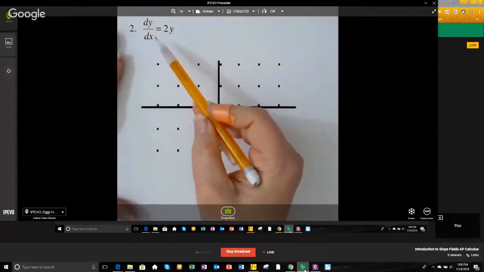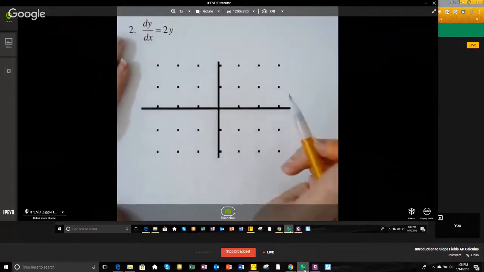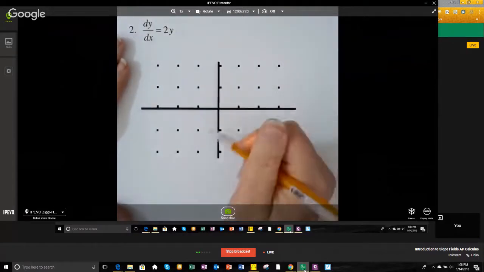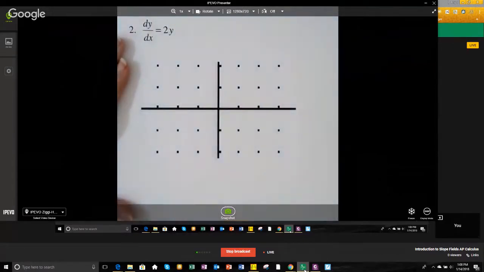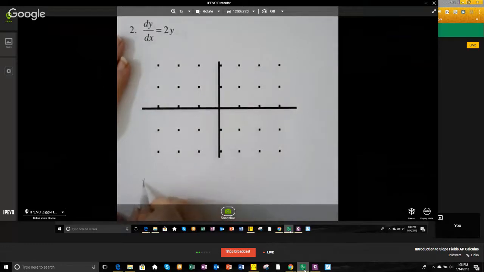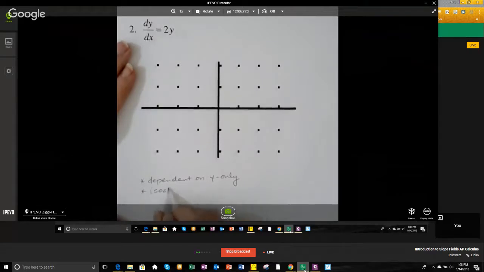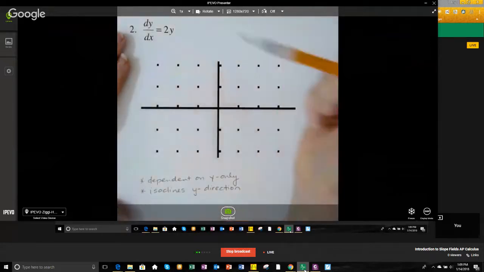All right, I'm going to let you, well, we'll do the first couple together. All right, so this is dy/dx equals 2y. So now we're going to find and create a slope field. And what I like to do is decide whether it is first dependent on x or dependent on y. And in this case, this one is dependent on y only. So this means the isoclines are going to be in the y direction. Because this derivative here doesn't depend on x.